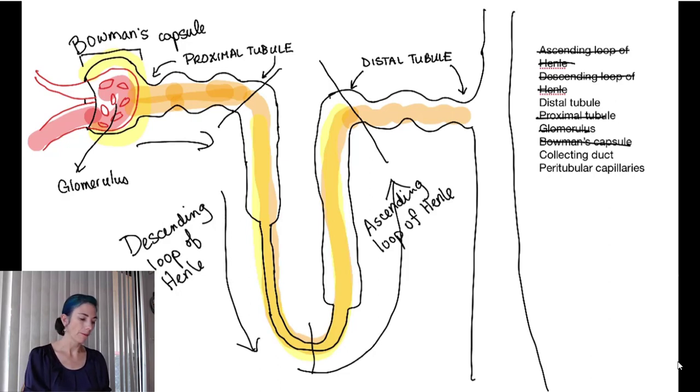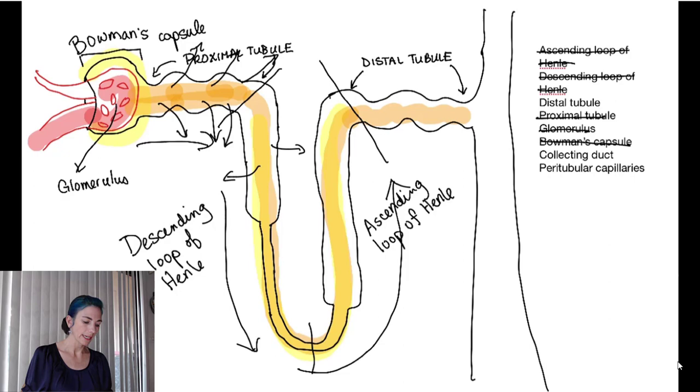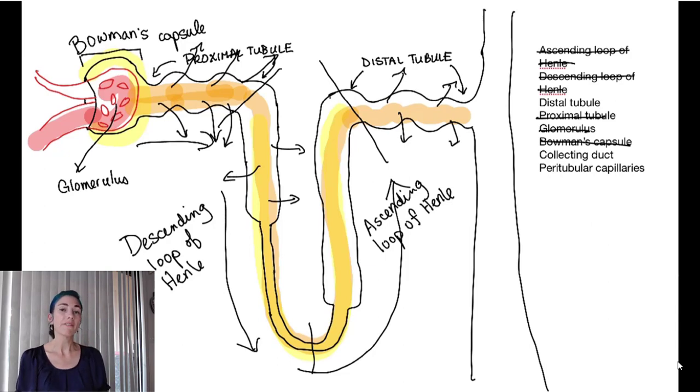So you filtered out part of the blood, and then what you're going to do is you're actually going to recapture much of what's actually in the proximal tubule and some of what's in the loop of Henle, and then some of what's in the distal tubule. So what are you recapturing? The stuff you want to keep. Water, your nutrients, your salts, a lot of your salts, maybe even some of your waste products. So by the time you get down here, there's not that much fluid left actually.